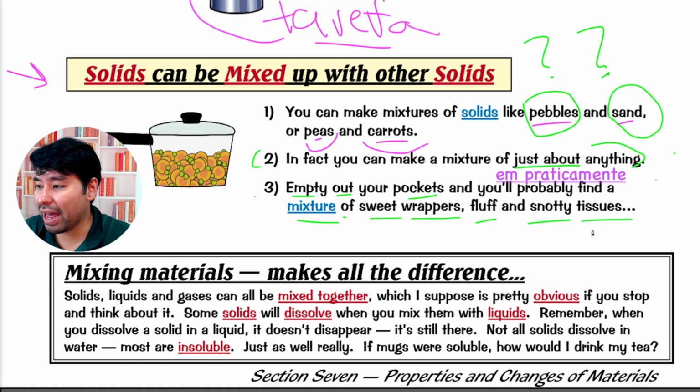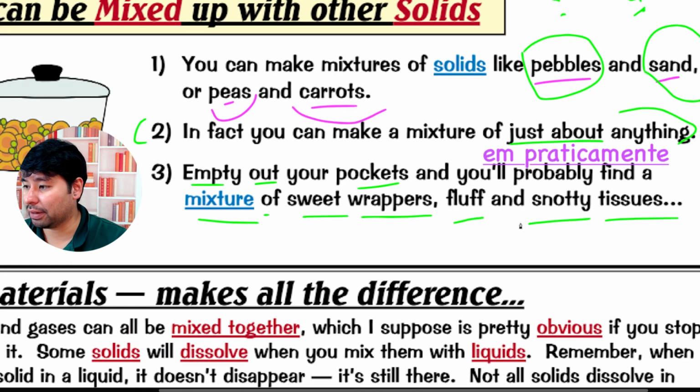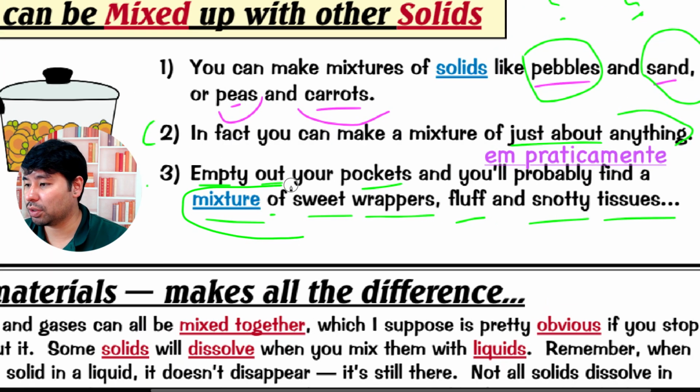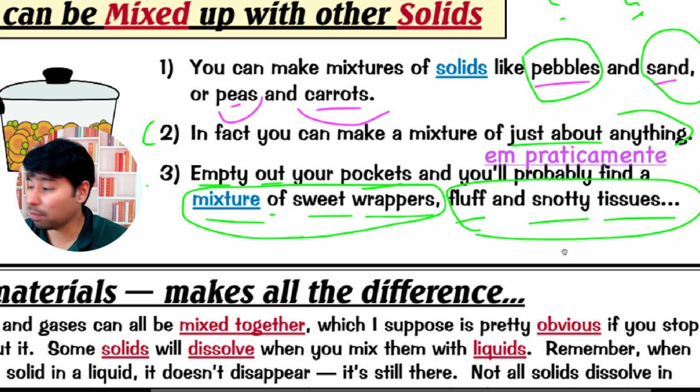Again, so when you empty out your pockets, quando você esvazia os seus bolsos, you will probably find, você provavelmente vai encontrar a mixture of sweet wrappers, fluff, and snotty tissues, right? So, teacher, what is that? Again, we have a lot of new words here. Então vamos lá, mais um homework para vocês, guys, ok? Eu quero isso em português para o teacher. O que é sweet wrappers, fluff, and snotty tissues? What is that in Portuguese?